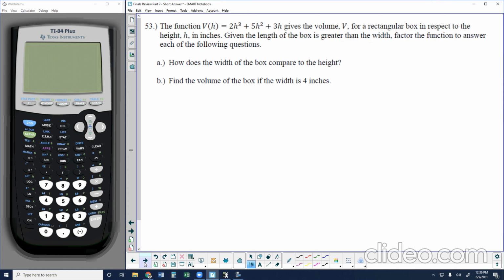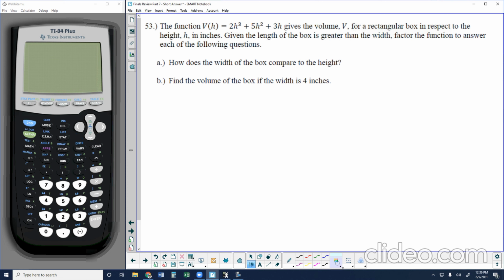Taking a look at 53, now we are getting into some word problems. Problem number 53 says the function V of h gives the formula V for a rectangular box in respect to the height h in inches. Given the length of the box is greater than the width, factor the function to answer each of the following questions. How does the width of the box compare to the height?